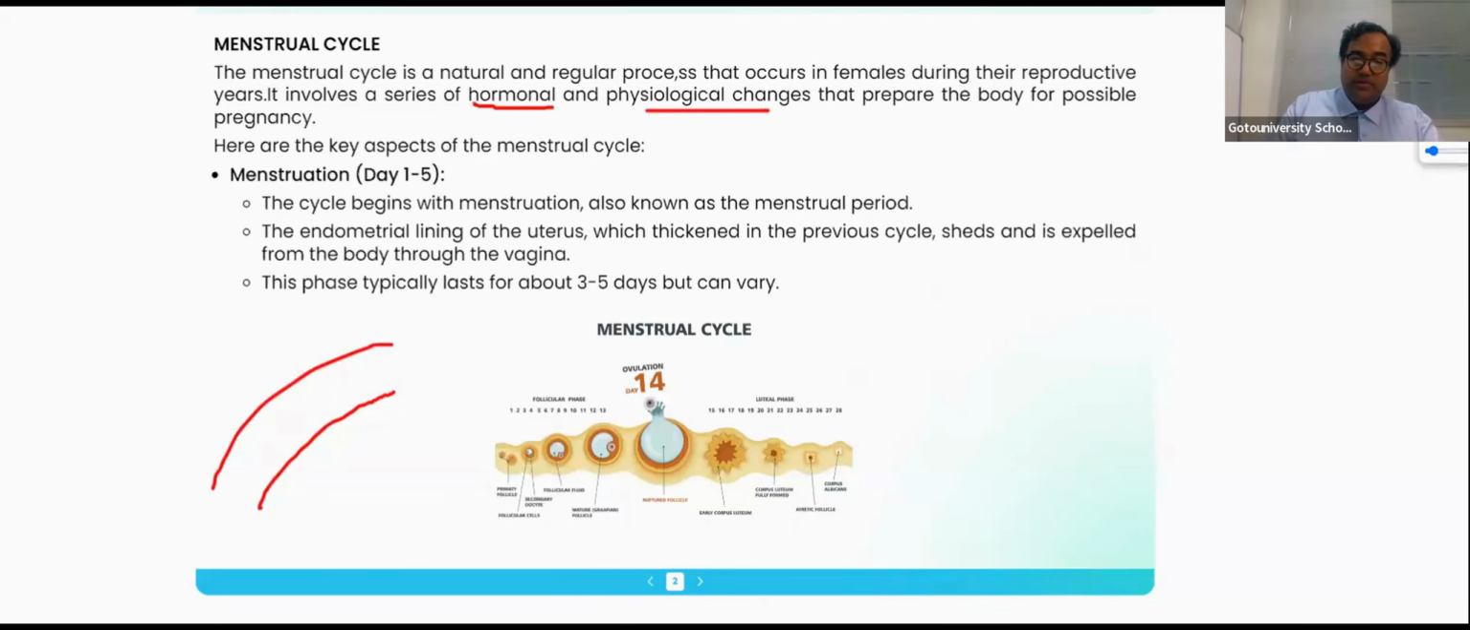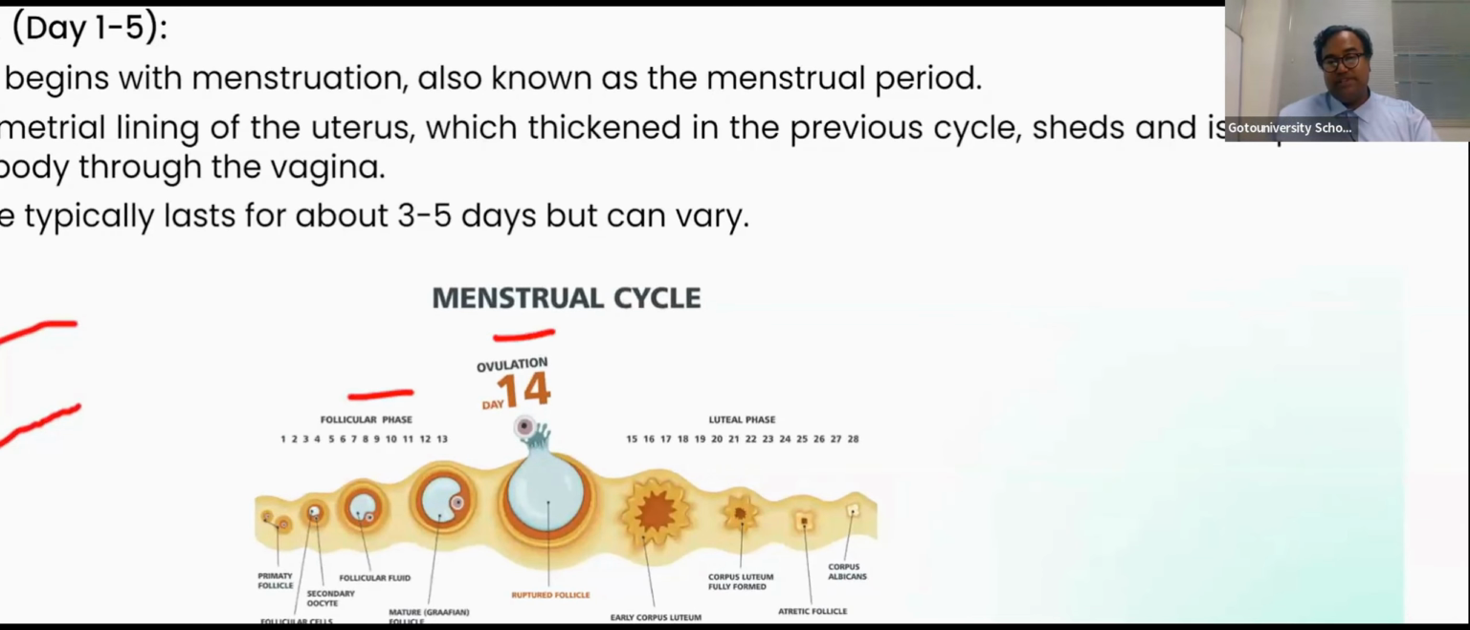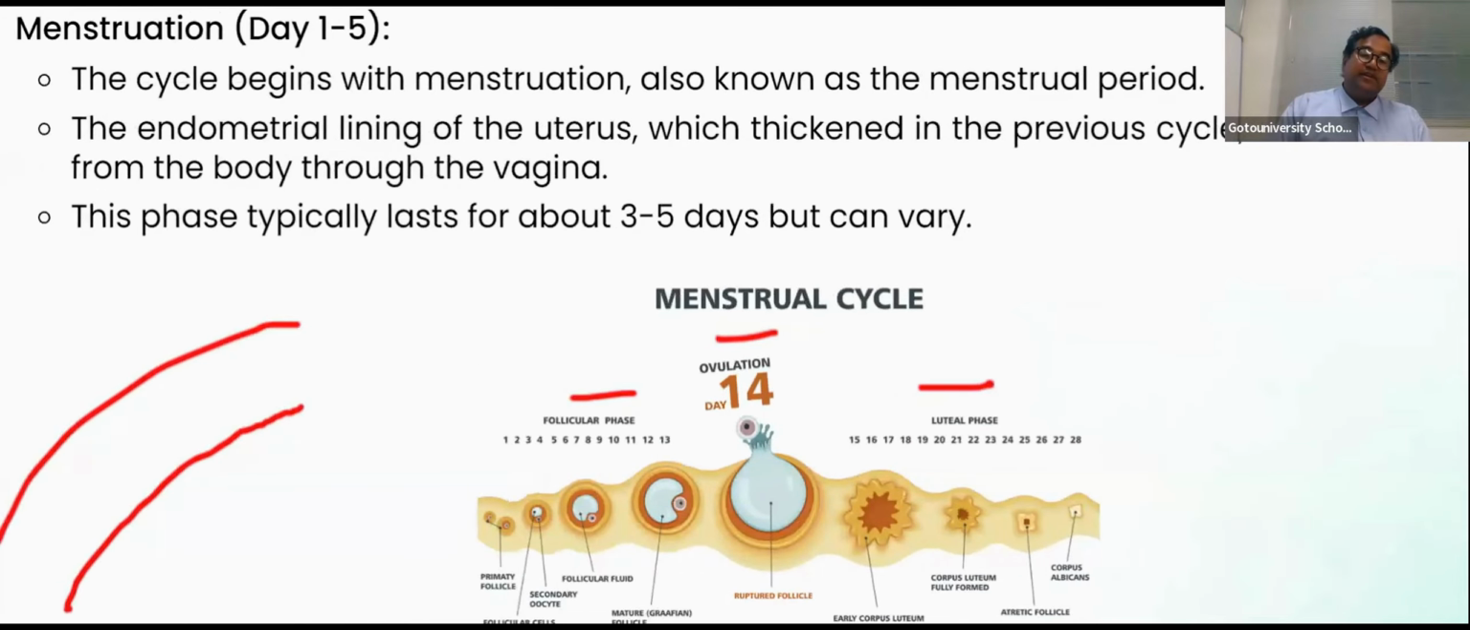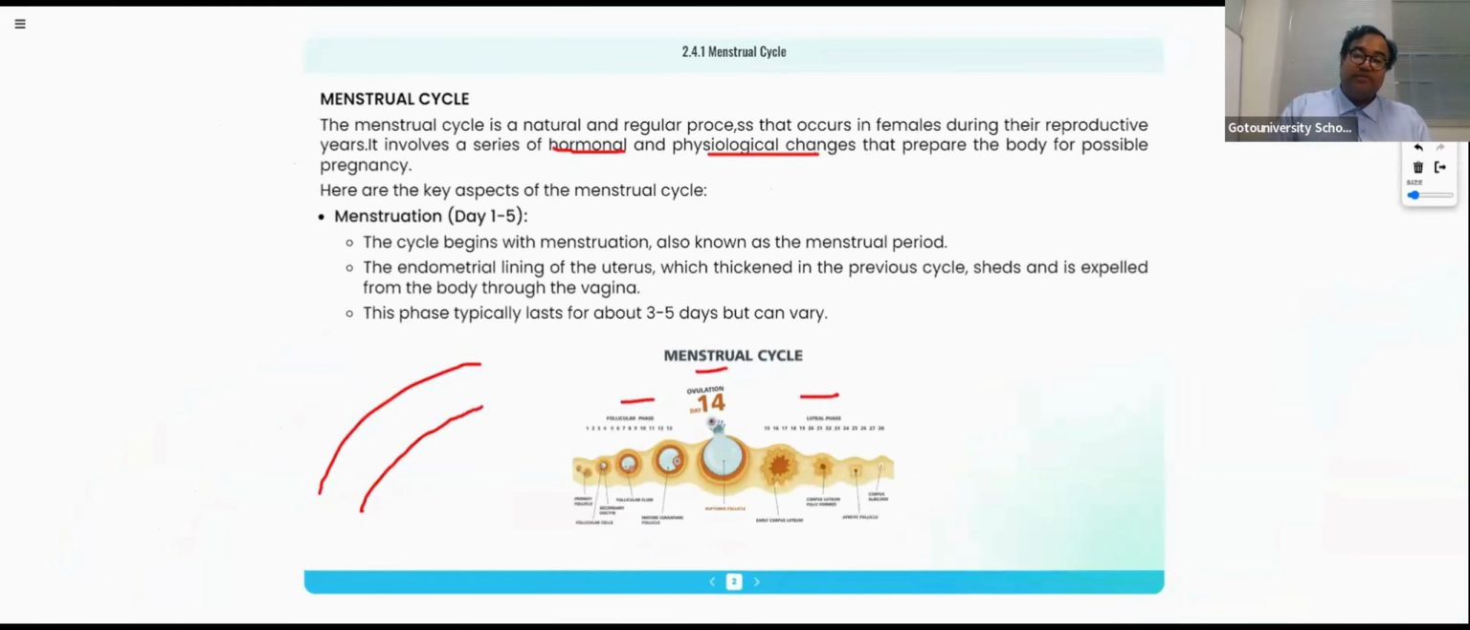Now, there are totally 3 phases in the menstruation cycle: the follicular phase, the ovulation phase, and the luteal phase. The follicular phase is rich in follicle domination. In the ovulation phase, the egg is released. Now we are coming to the next segment.